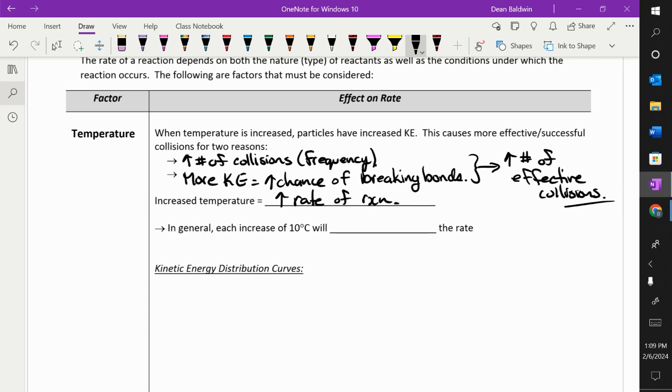And in general, all right, every 10-degree increase, this is not a hard and fast rule, it's sort of a guideline, every 10-degree increase will double the rate. Okay. Let's see if this is true.